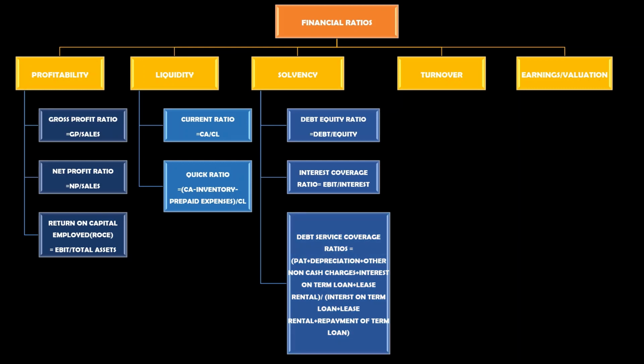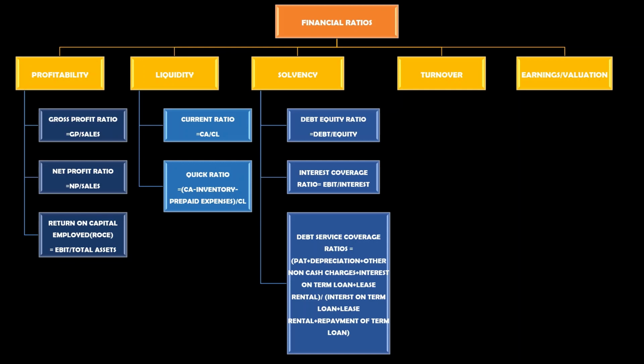Debt service coverage ratio, used by term lending financial institutions, is defined as profit after tax plus depreciation plus other non-cash charges plus interest on term loan plus lease rental, upon interest on term loan plus lease rental plus repayment of term loan. Financial institutions calculate the average debt service coverage ratio for the period during which the term loan for a project is repayable.